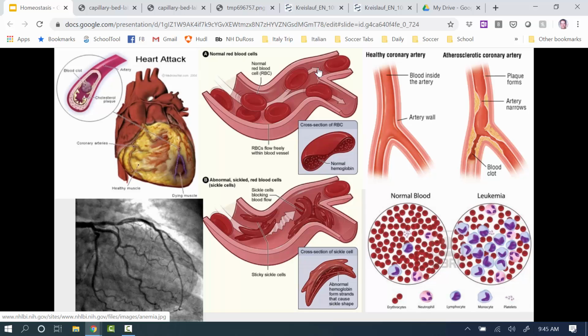We might talk more about it in genetics, but there's a reason why it's more common in people of African descent. Being a carrier actually provides an advantage to people that live in areas where malaria is endemic.